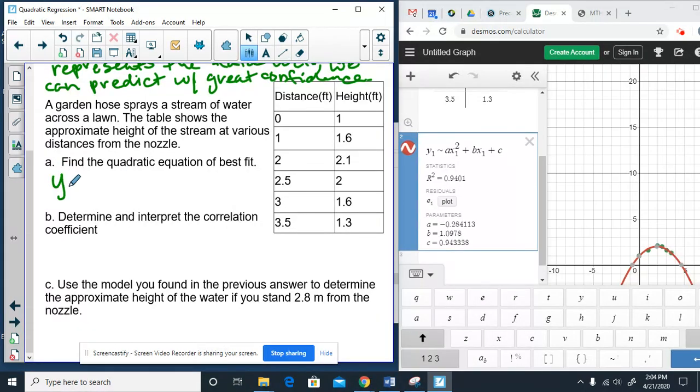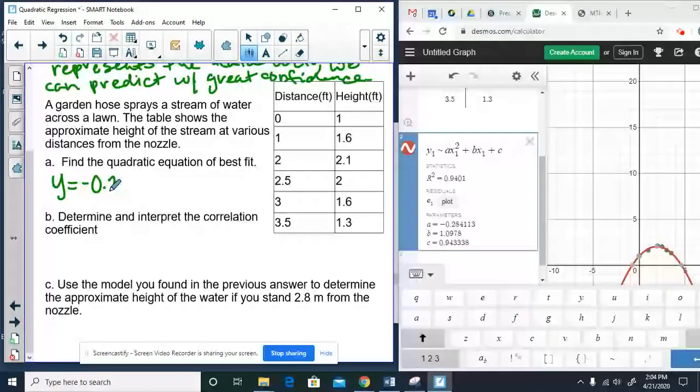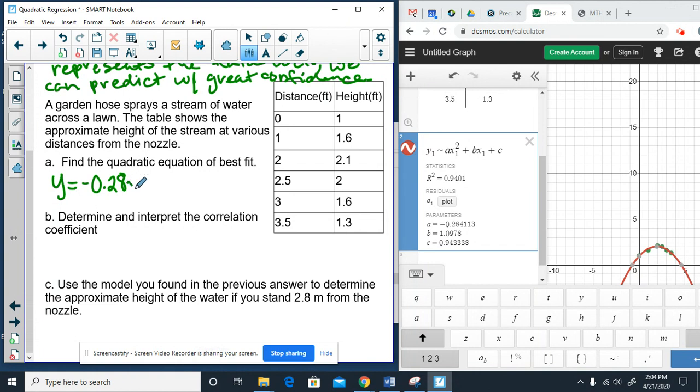So Y equals A. I'm going to round to the nearest hundredth because I really don't want to make this more laborious. So AX squared plus B plus C. Again, I rounded to the nearest hundredth. If you're not directed at how to round, you certainly could round to a different decimal point.